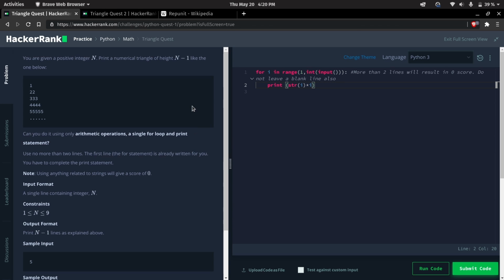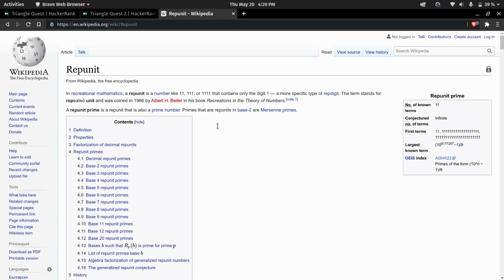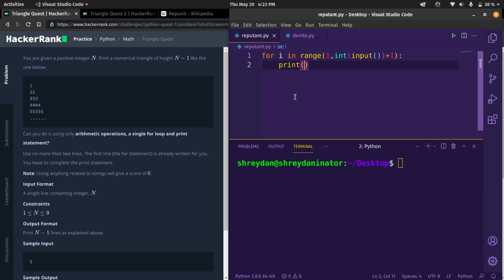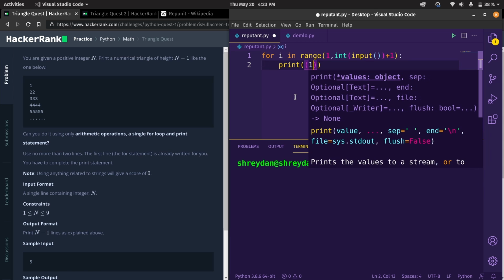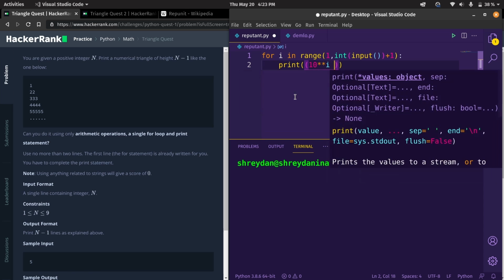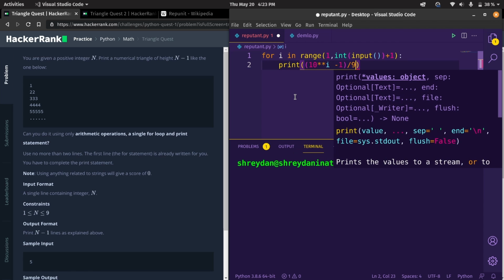How do you solve this then? So I did some searching, then I came across rep units. It's a number with 1 repeated a bunch of times, and to generate it there's a formula: 10 power n minus 1 divided by 9. So that's how you generate rep units. So let's implement the formula. That's 10 power n, here n is i, and we have to subtract 1 from it and then divide by 9.